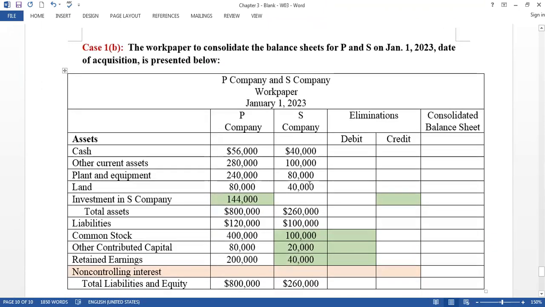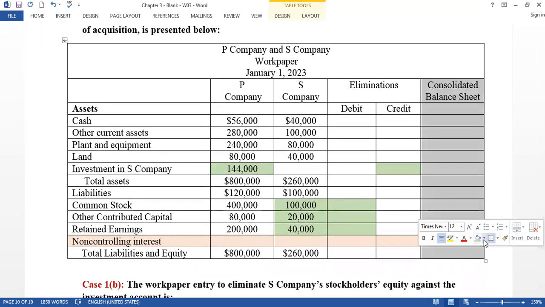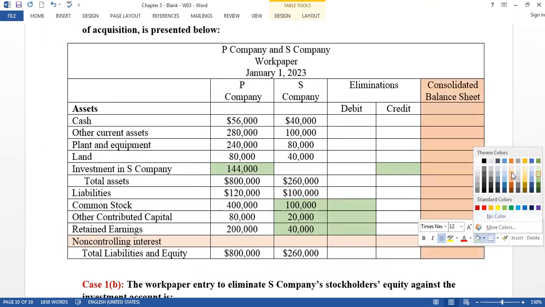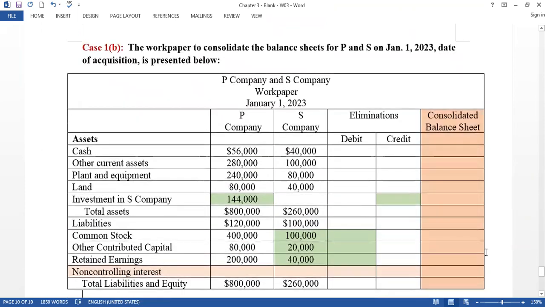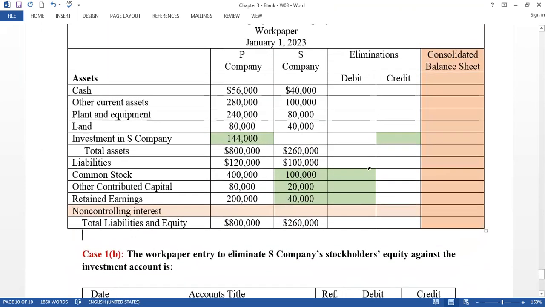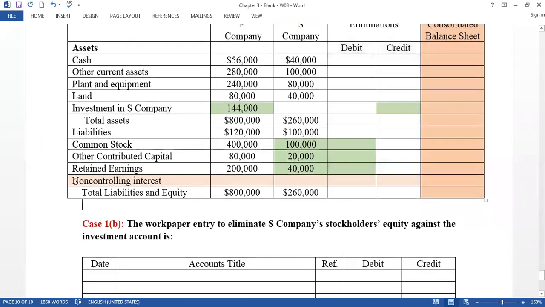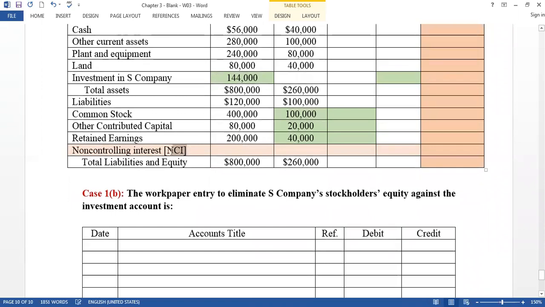Now we prepare the consolidated balance sheet here. When we prepare the consolidated balance sheet, we have to eliminate something and we have to establish something, right? So we have to establish, look here, an NCI, non-controlling interest. A new item came here, NCI.